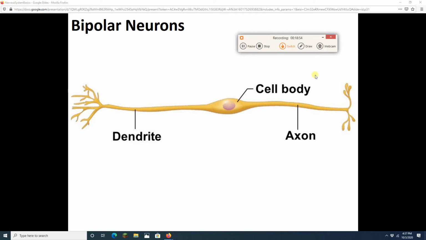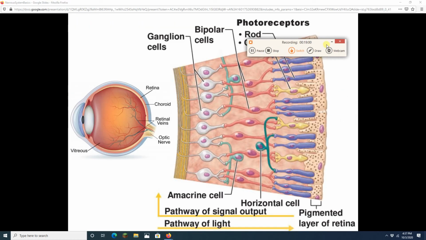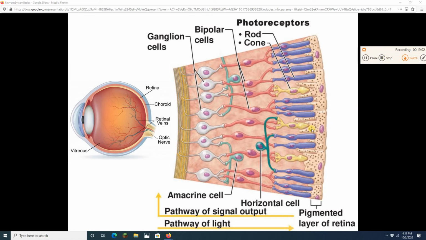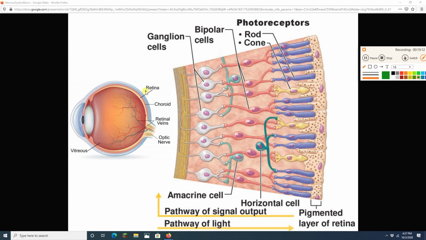All right, our bipolar neurons are going to be special types of sensory neurons. And we're going to find them in two places. We find bipolar neurons in the back of our eyeball, in our retina. You can see these guys right here are in fact called bipolar cells. They are bipolar neurons. So we find them in our retina.